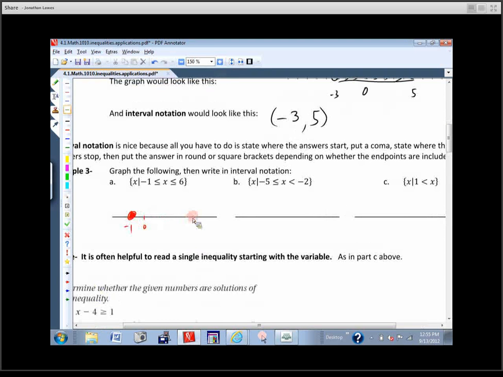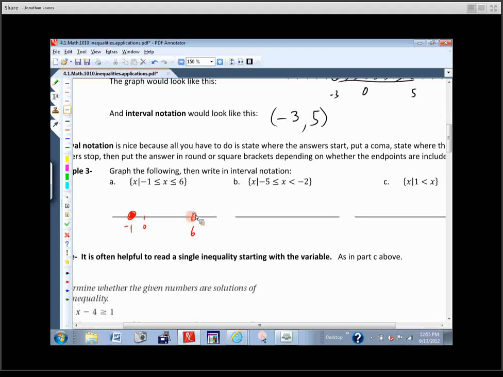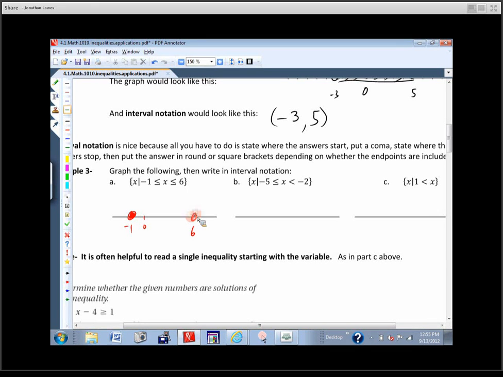Okay? Then I'm going to go to 6. I'm going to label the 6. I'm going to circle the 6. Do I fill it in? I do. Because this says 1 is less than or equal to x, and x is less than or equal to 6. And it's all the stuff in between here, because they need to be bigger than -1 and at the same time less than 6, so it looks like that.